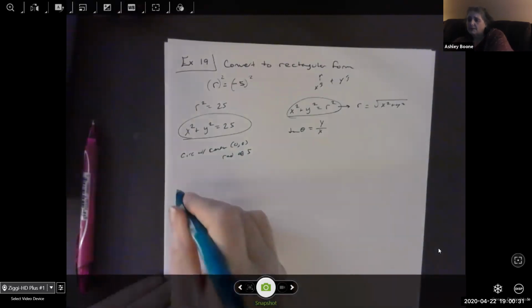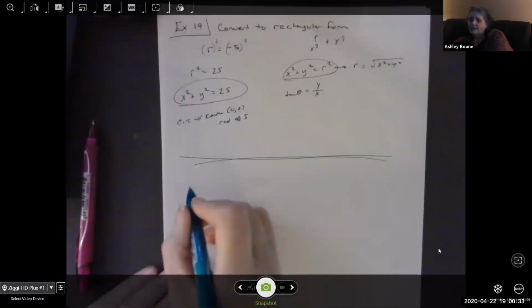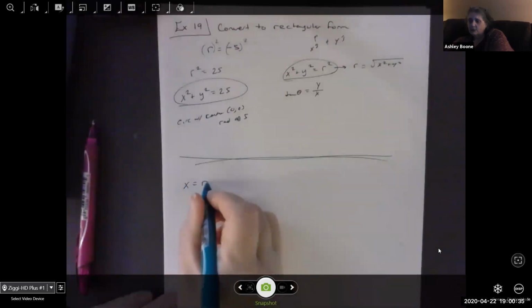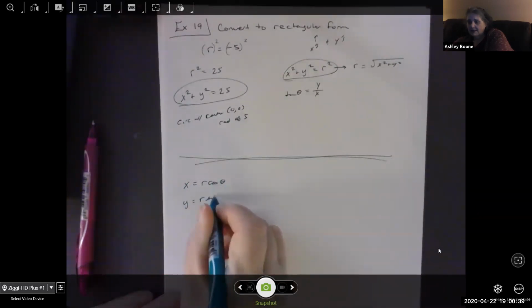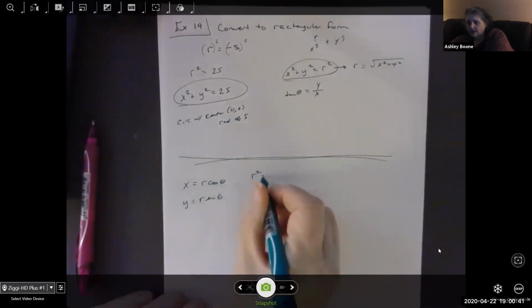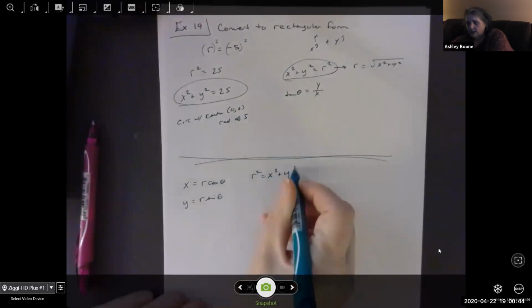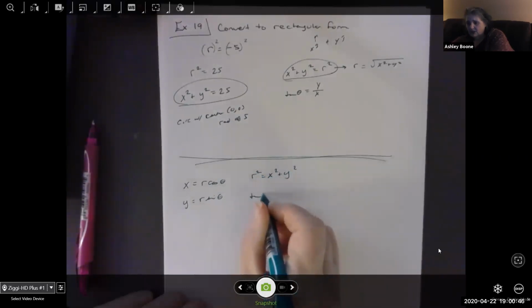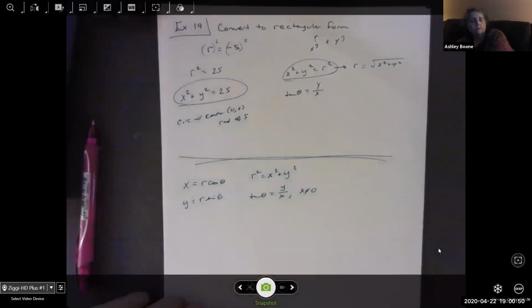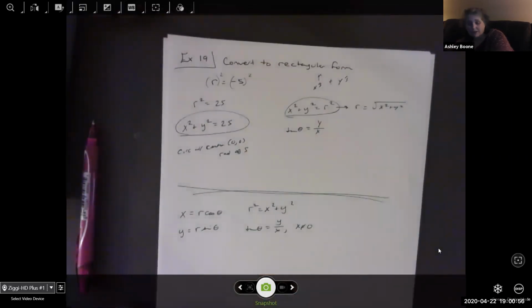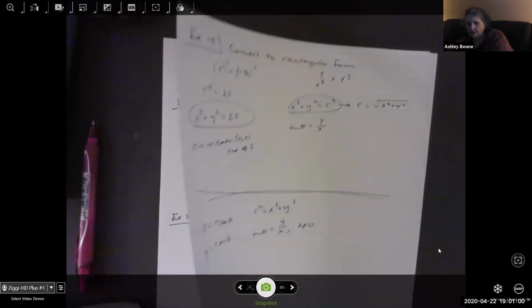We can do the opposite direction as well. Now remember everything we know. We know x is equal to r cosine theta. y is equal to r sine theta. We know r squared is equal to x squared plus y squared. We know that tangent of theta is equal to y over x as long as x is not 0. All of those things are useful. I write them a lot because really the process of remembering things helps. The more you write it, the better you're going to remember it.